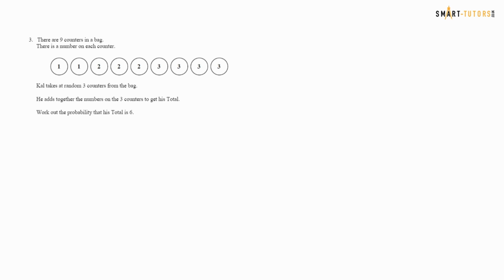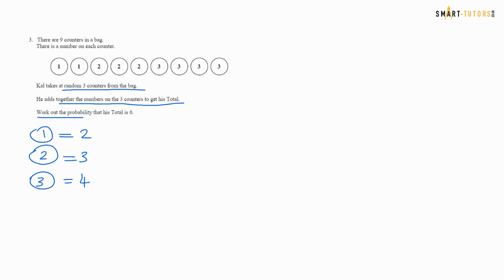Question number 3. There are 9 counters in the bag. There is a number on each counter. So how many counters are there with number 1? 1, 2. How many counters are number 2? 1, 2, 3 counters. How many counters are number 3? 1, 2, 3, 4. Right. Now Cal takes randomly 3 counters from the bag. He adds together the numbers on the 3 counters to get the total. Work out the probability that his total is 6.